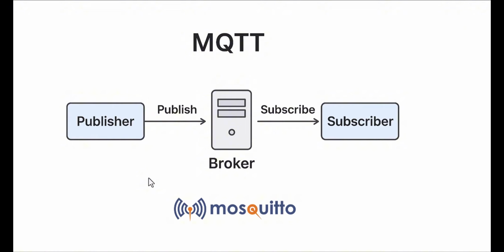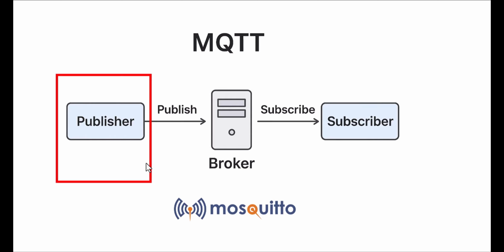MQTT actually has three parts: a publisher, a broker, and a subscriber. The publisher is one of the processes which you can use, for example, a microcontroller or a gateway like an ESP32. It could be one publisher, and it can publish the data into the broker.